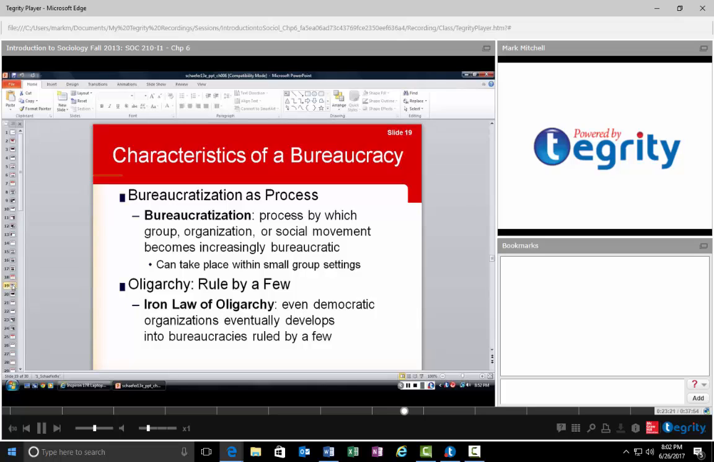All right, and we even have a further comment here, the iron law of oligarchy. It's really the same as what we saw previously on this slide: even those organizations that seem to be democratic will develop into where only a few call the shots.